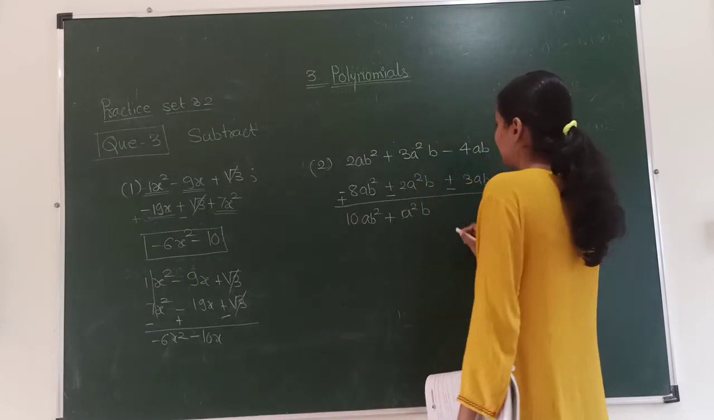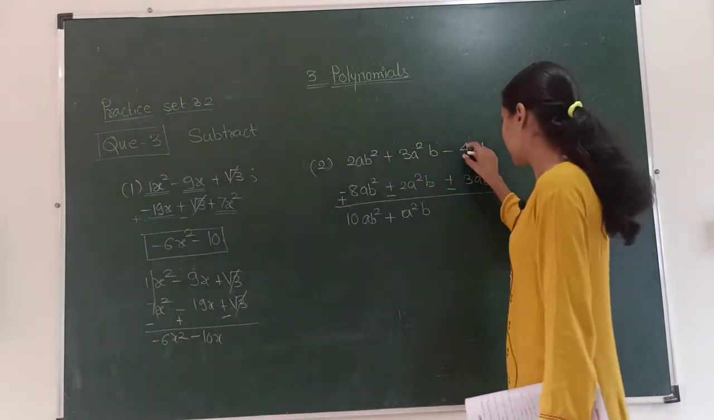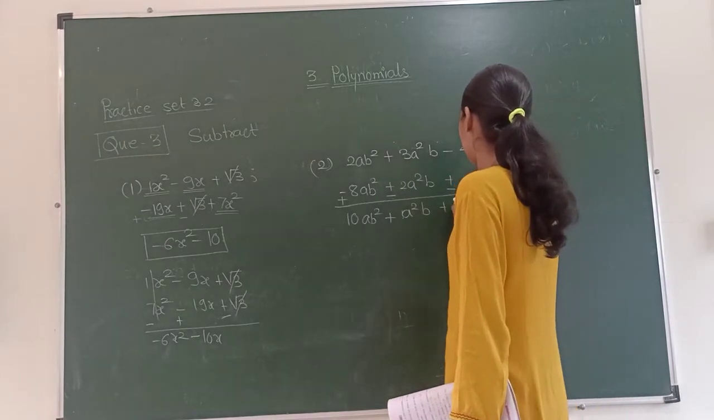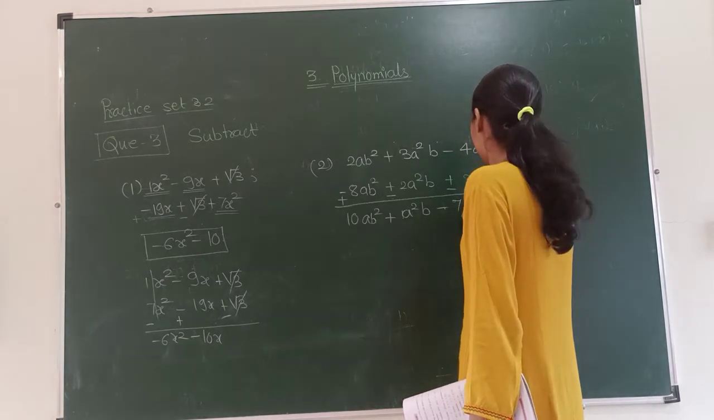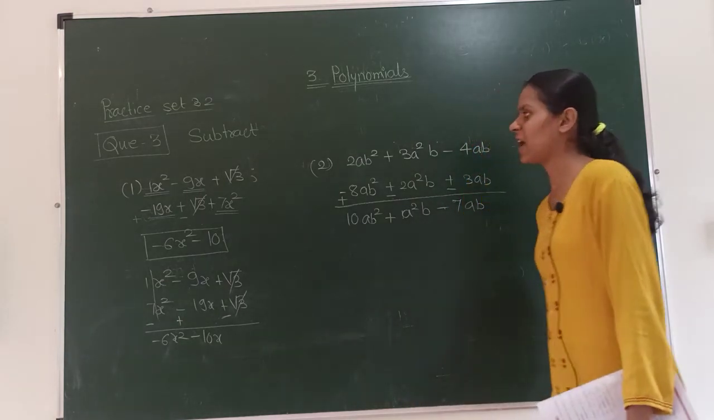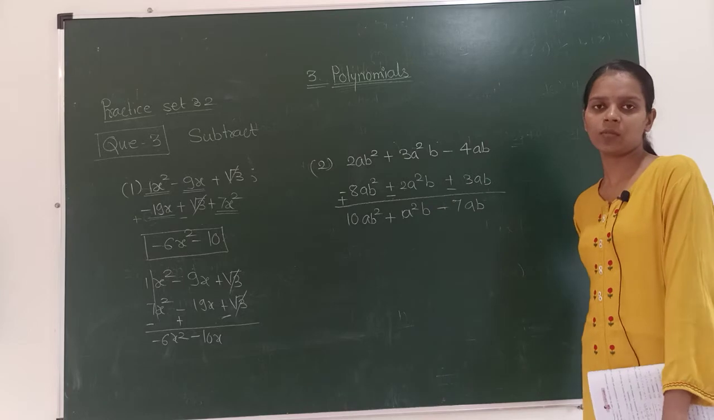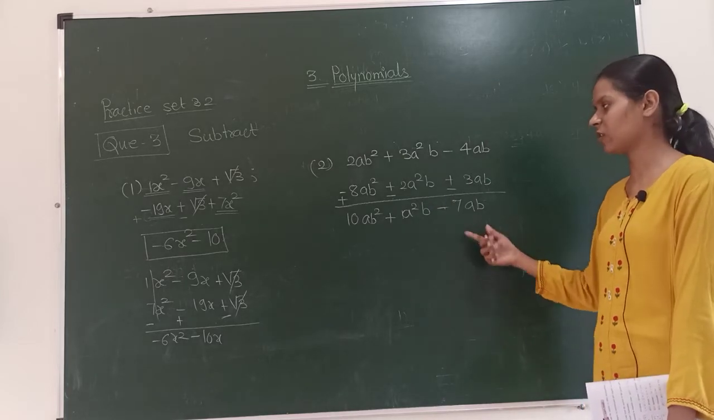Okay, 4 minus 3 is... minus, minus becomes plus, 4 plus 3 is 7, with the sign of the bigger number, so minus. 7ab. This is the subtraction for the second polynomial. Okay, second sub-question from question number 3.